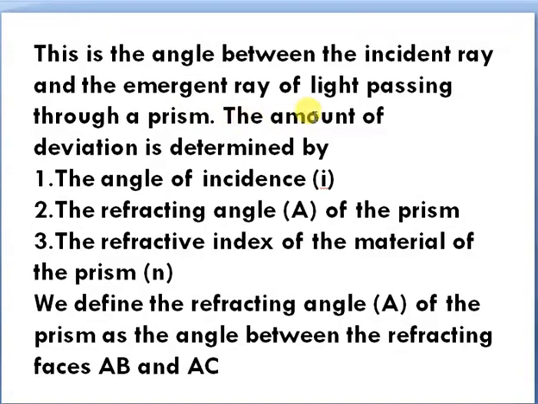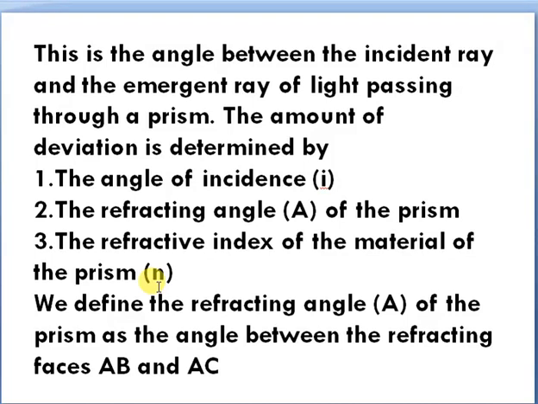Now, there are factors that determine the amount of deviation we are going to obtain. And what are they? Number one is the angle of incidence I. Then number two is the refracting angle of the prism, which we call capital letter A. And number three is the refractive index of the prism.